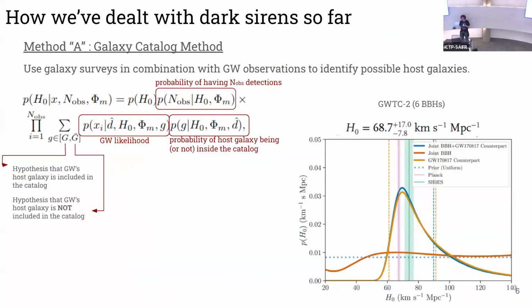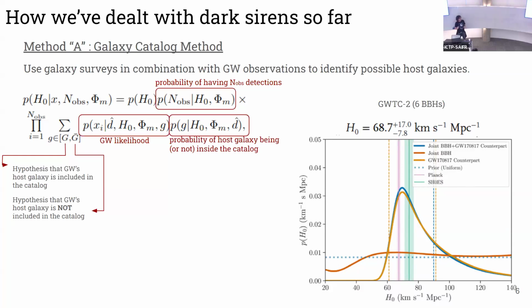So the first method that people tried to use to avoid this problem of not having redshift counterparts is what I'll call method A, which is trying to use a prior on galaxy catalogs to constrain the redshift of these gravitational wave events. This is just an example.